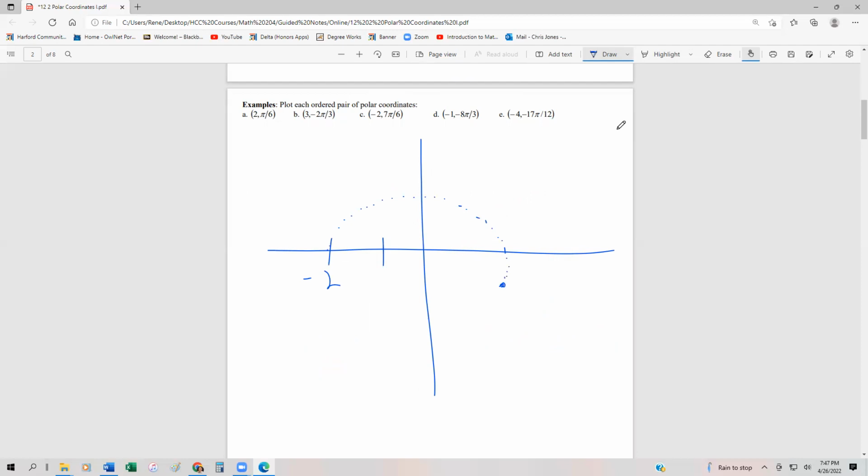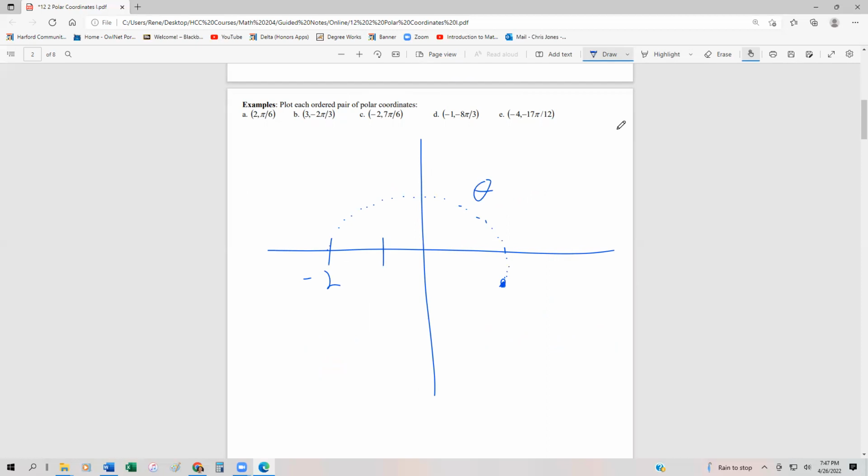So we have negative 2 and 7 pi over 6. On our graph, we would go to the left 2 units, so this is negative 2. And then 7 pi over 6, we know, is just a little bit bigger than pi. It's going to be 210 degrees, so maybe right about here.